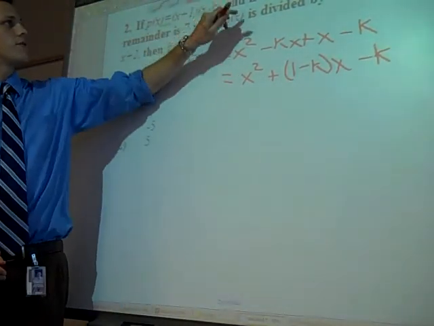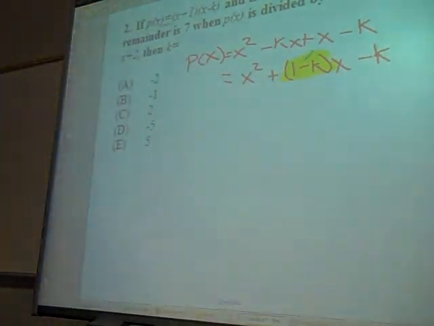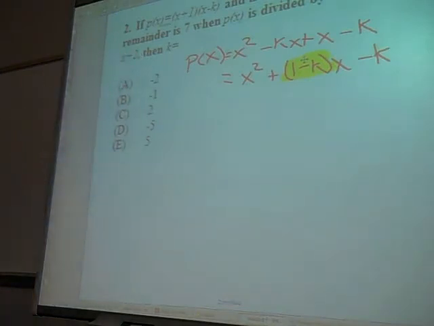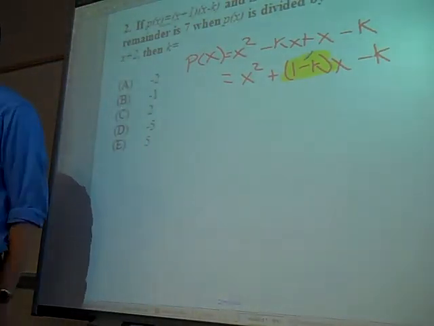So we think of this 1 minus k as a number, right? That's just some random coefficient, like 3 or negative 8 or something like that. And then it says when you divide by x plus 2, your remainder will be 7. So what we're going to use, and this is the hard part, we're going to use synthetic division for this.